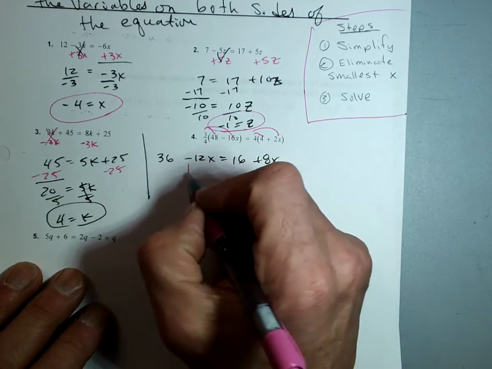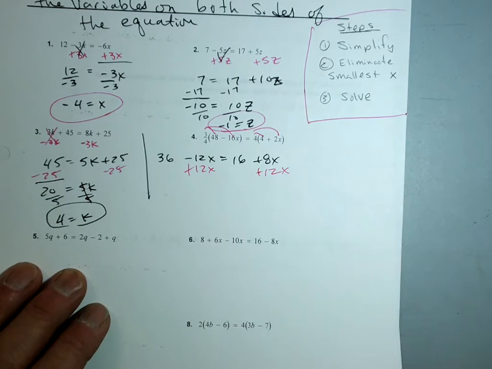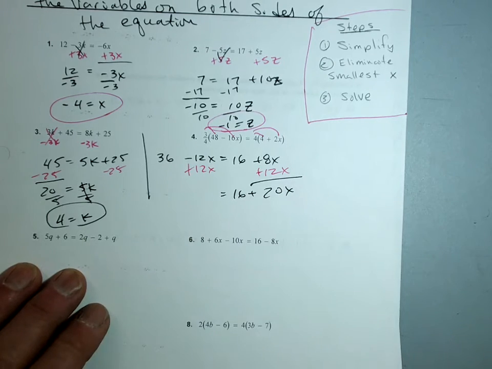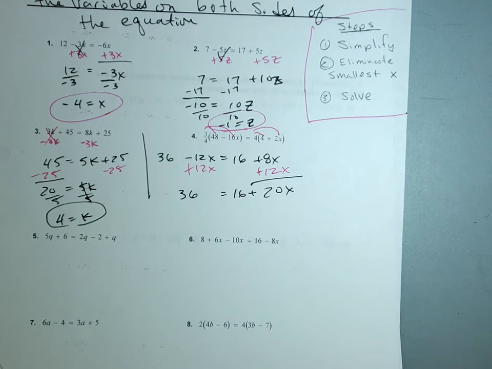I'll go plus 12x, and what's going to happen is that you're going to have a positive 20x, and that's much easier to deal with than a negative, right? And it would not be wrong if you did it the other way. You would not be wrong if you went minus 8x. The only thing you're going to get is a negative point. You can still get the right answer, but you have to deal with negatives, okay?